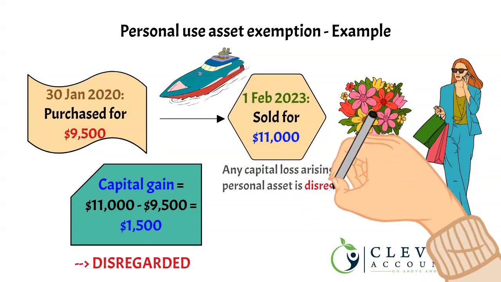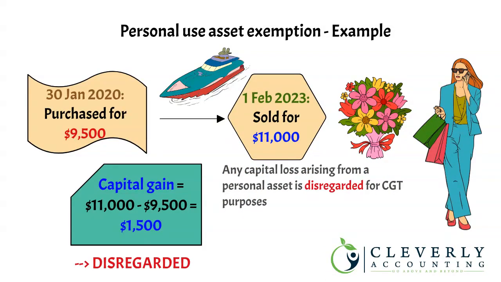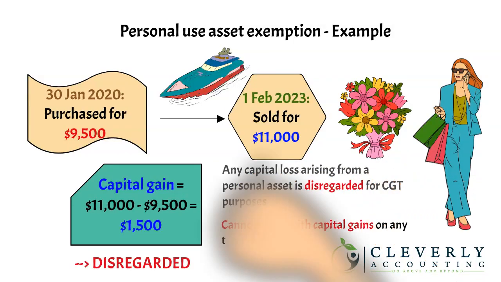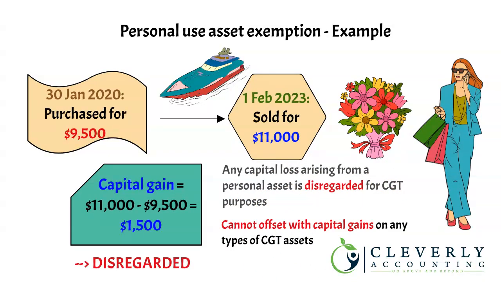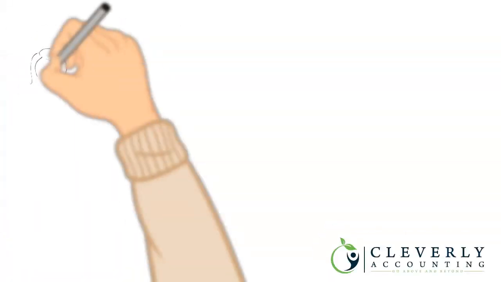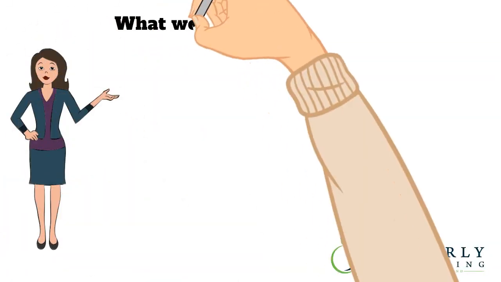It is important to note that, regardless of the asset's cost base, any capital loss arising from a personal asset is disregarded for CGT purposes. Such losses are not available to offset capital gains on any type of CGT asset.